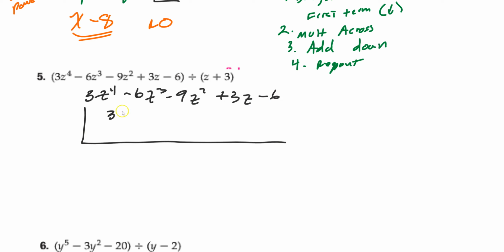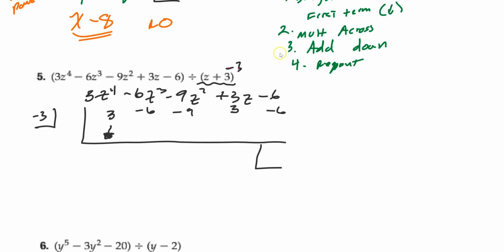So the coefficients are 3, negative 6, negative 9, 3, and negative 6. Bring down the first term, so put a little arrow here. And the last one's always my remainder. In this case, again, we always do the opposite of this. We're going to divide by negative 3, inside opposite.